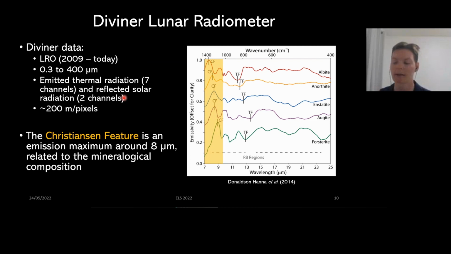The region that is interesting for us is the 8 micron region, because in this region there is an emission maximum called the Christiansen feature, and the position of this Christiansen feature is related to the mineralogical composition. I just want to attract your attention to this graph to show you that the Christiansen feature, or CF for short, has a different position for albite and anorthite, which are the two plagioclase end-members. It's also different for pyroxene and olivine.